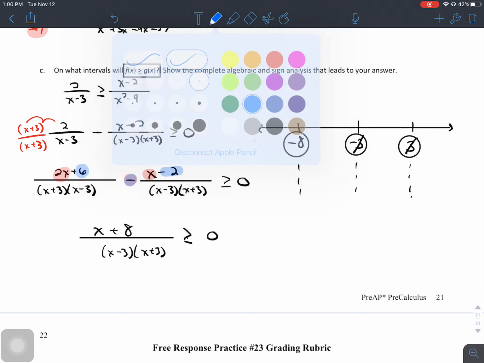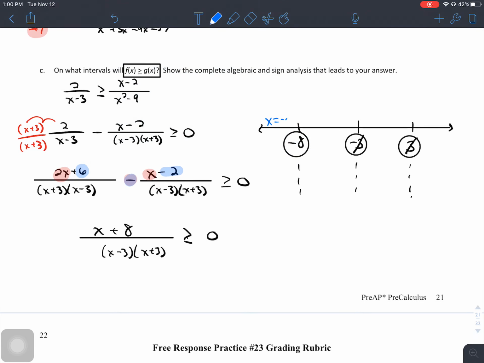We're going to pick a test number in each interval, such as -10, -5, 0, and 10. If I put a -10 into this numerator, I would end up with -10 plus 8, which is negative. In my denominator, -10 minus 3 is negative. -10 plus 3 is also negative. If I divide or multiply an odd number of negatives, that's going to make this negative.